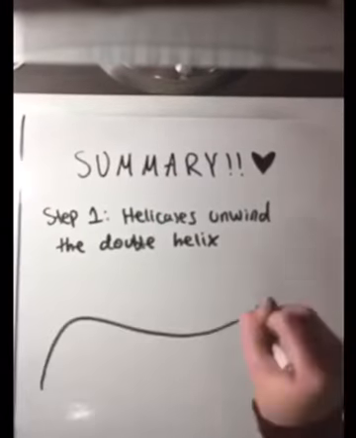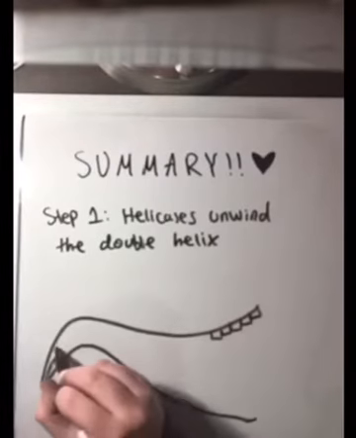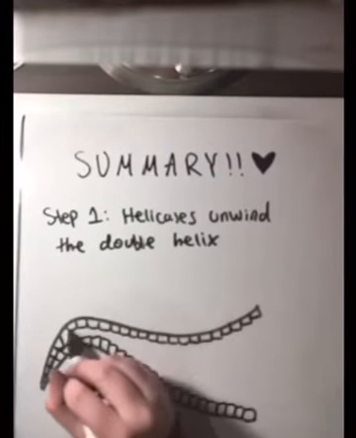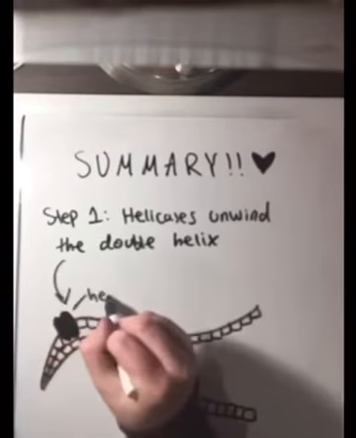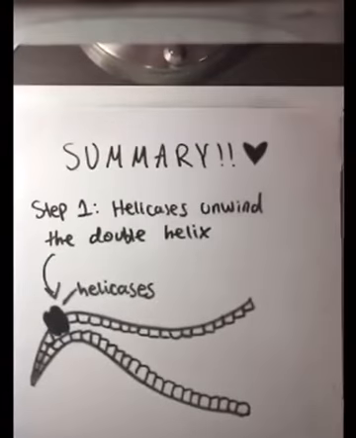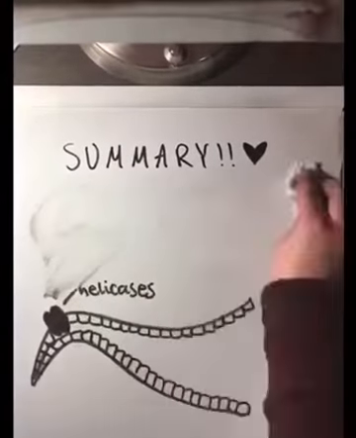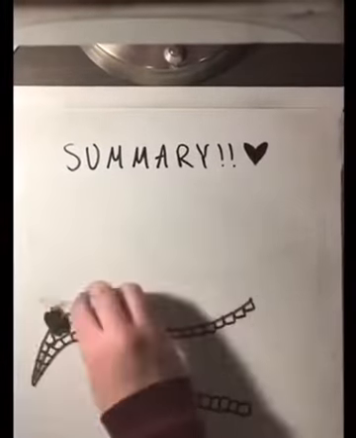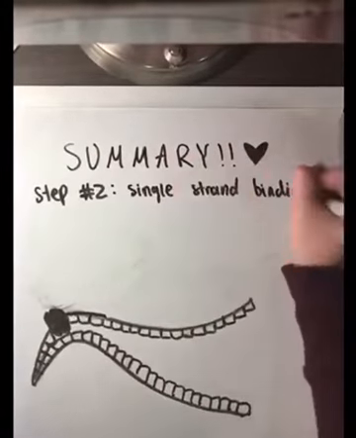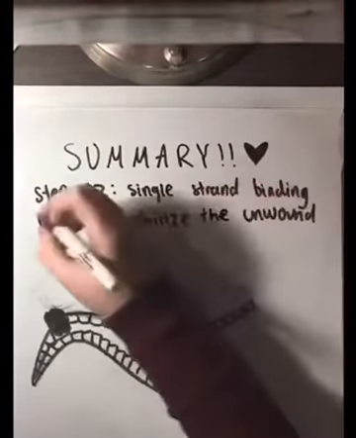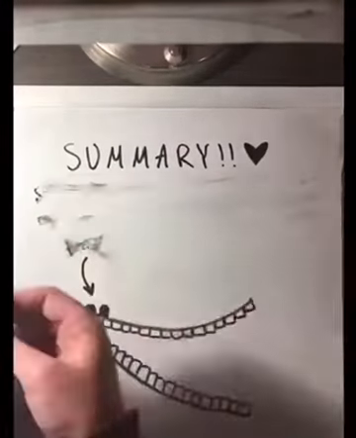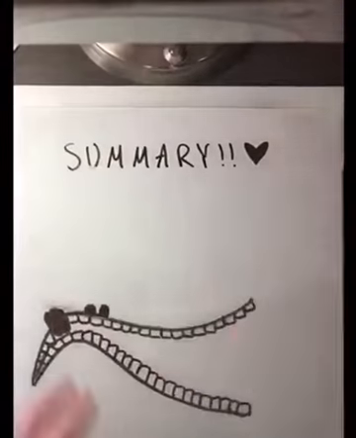Okay, so step 1, helicases unwind the double helix. It basically just unzips it like a zipper. Step number 2 includes the SSBP proteins we talked about. So these stabilize the unwound DNA from reforming a double helix, which is the strands' natural thing that they want to do. They want to reform the helix.